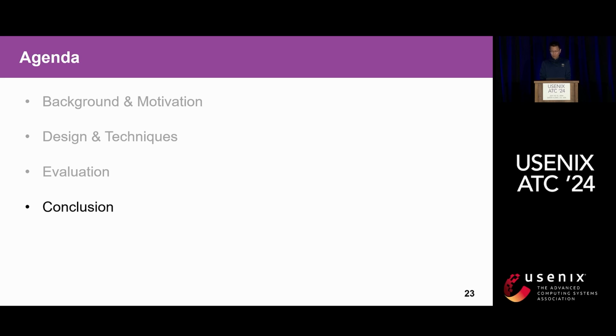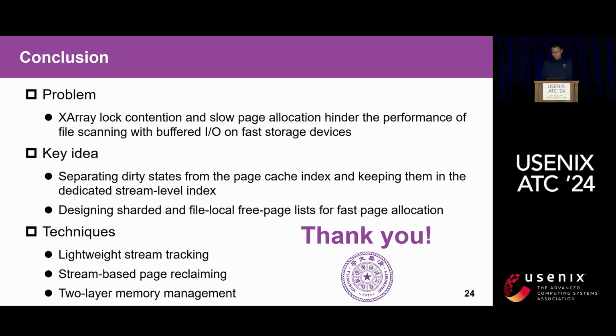That's all about our work, and now I will briefly conclude this talk. This work targets the problems of array lock contention and slow page allocation that hinder the performance of file scanning with buffered I/O on fast storage devices. Our key ideas are to separate dirty states from the page index, keeping them in dedicated stream-level indexes. And we design sharded and file local free page lists for fast page allocation. Three key techniques are devised to realize these ideas.